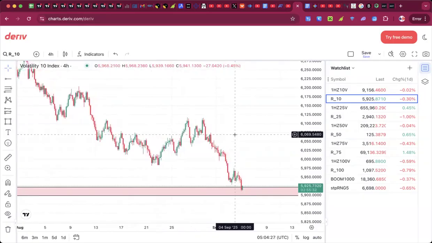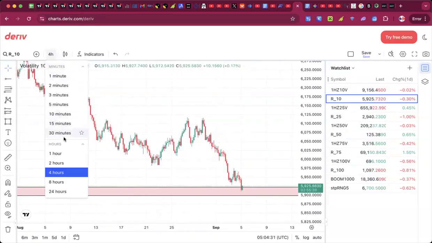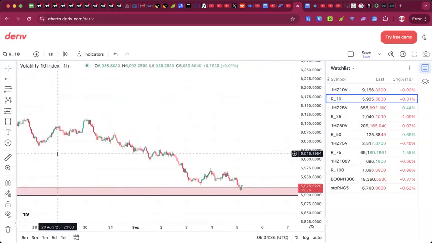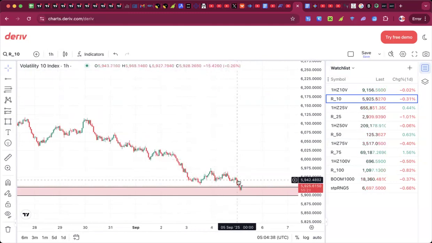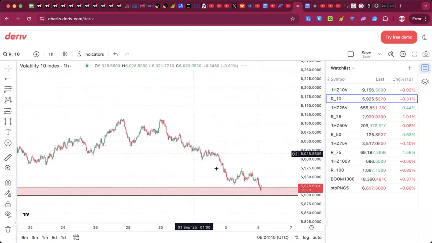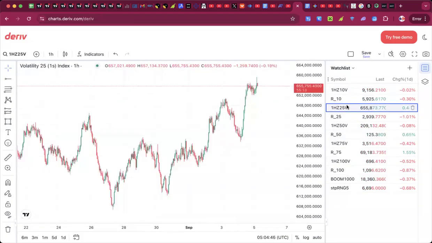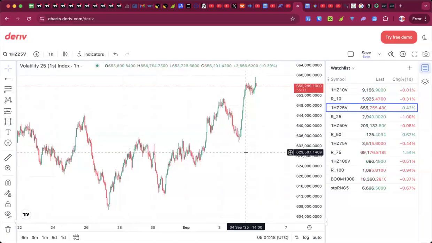So are we likely going to have a bounce? That is not defined yet. This is not defined yet. We'll come back later to check. Okay, it's another instrument.